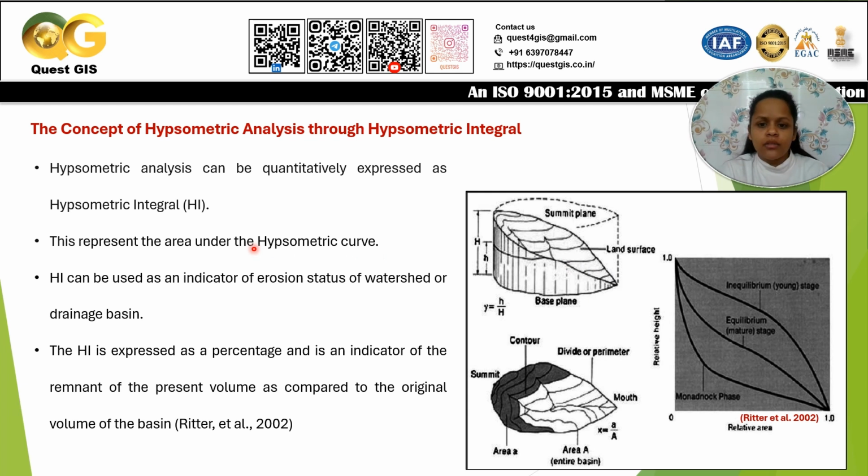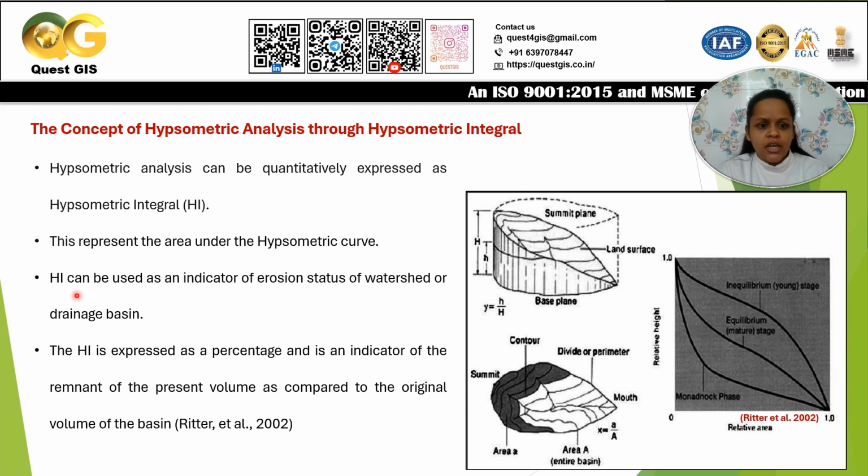Okay, now the other method, hypsometric analysis through the hypsometric integral. The second method under hypsometric analysis is the hypsometric integral, which is the quantitatively expressed form of hypsometric analysis, and this represents the area under the hypsometric curve. How the value is interpreted, we will see in upcoming slides. But here you have to understand that HI represents the area under the hypsometric curve.